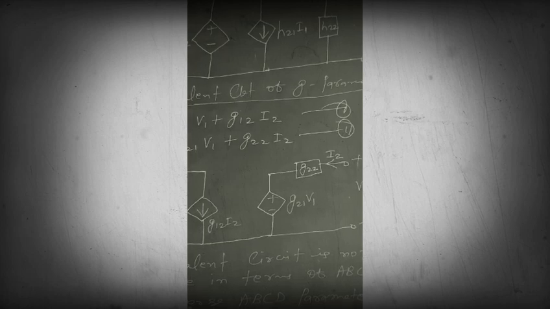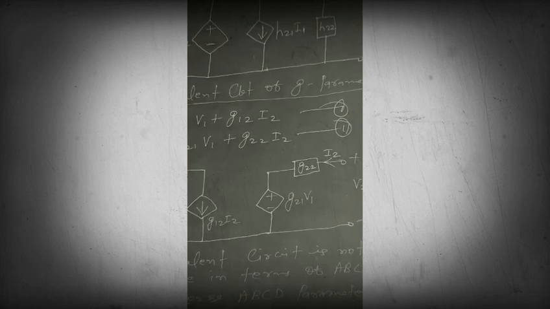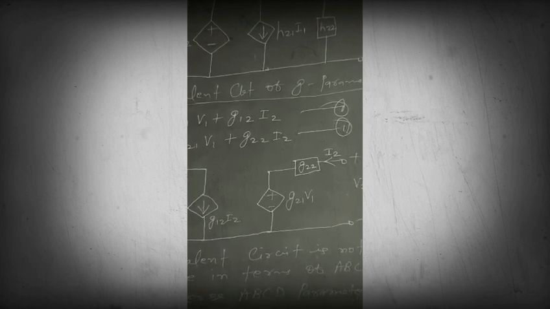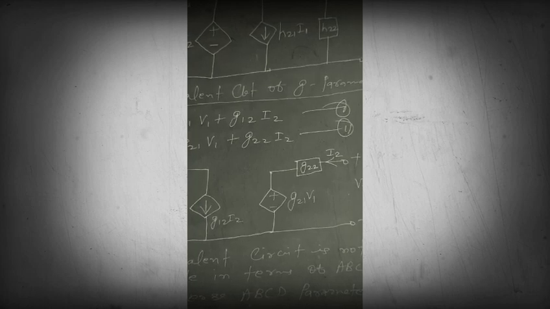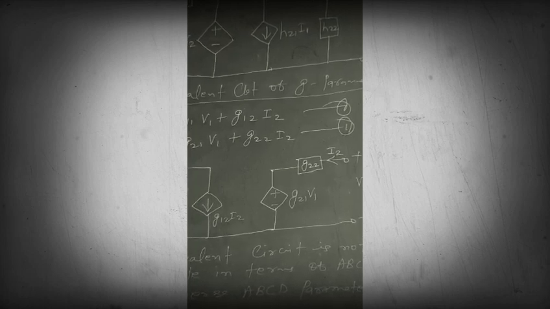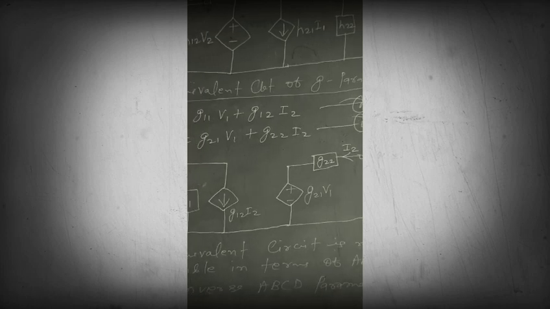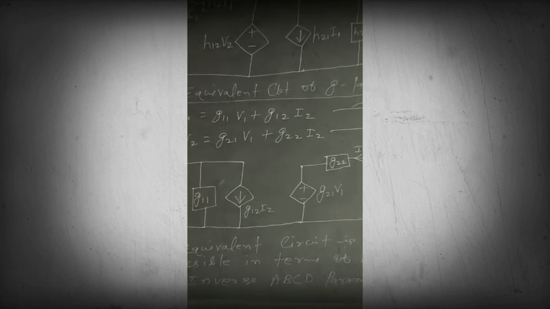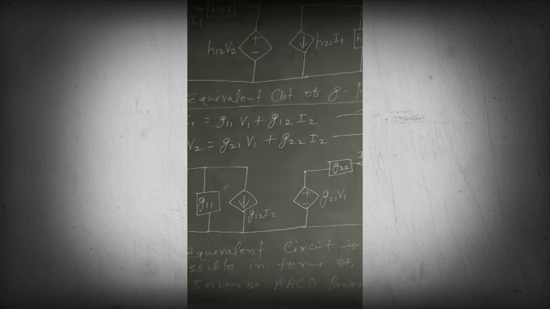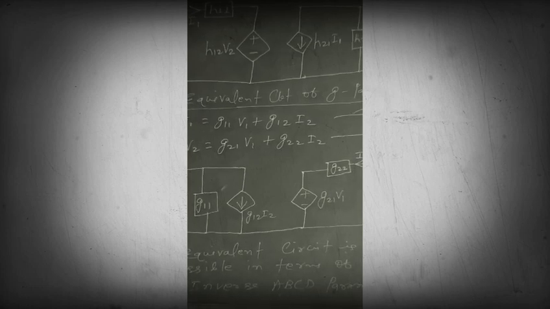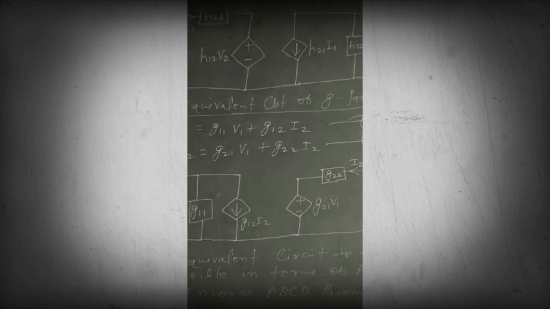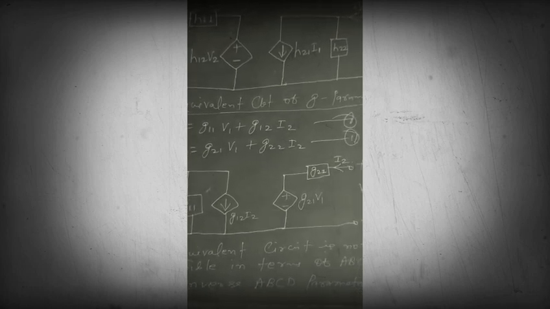Now when we apply Kirchhoff's voltage law in the secondary port, we get minus V2 plus G22 into I2 plus G21 into V1 equal to 0. From here we get the second equation, that is V2 equal to G21 into V1 plus G22 into I2. So this is the equivalent circuit of G parameters.